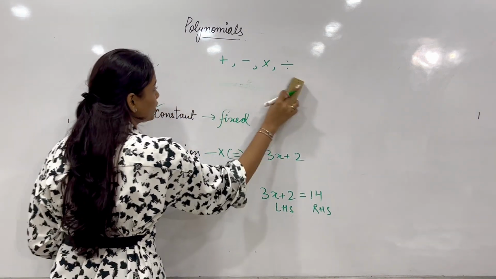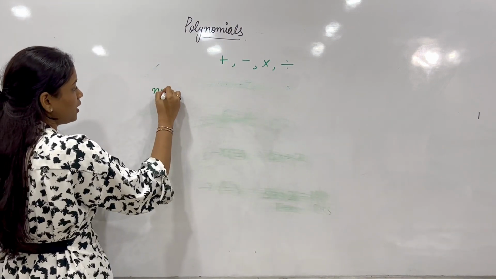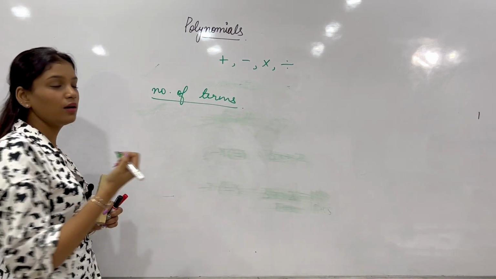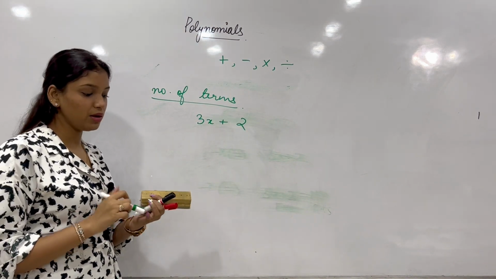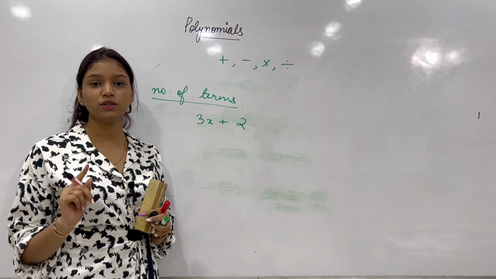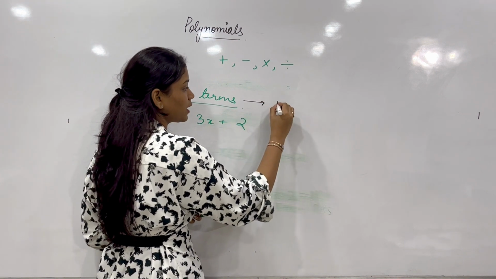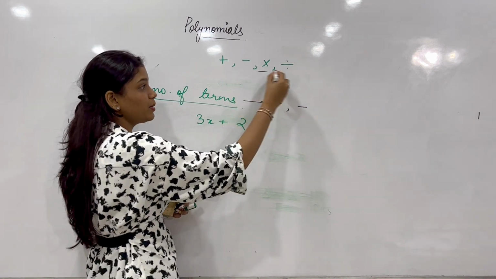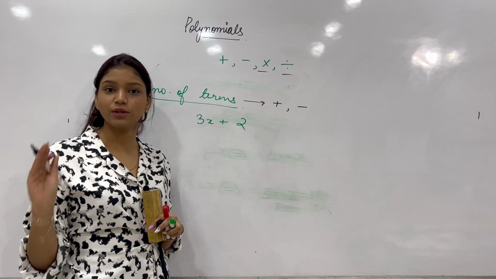Or the combination of all this can form a polynomial. Now the next topic is number of terms. For example, I have an expression 3x plus 2. Now you ask me, how many terms do we have in this polynomial? To know that, you need to first know how we can differentiate terms. Number of terms can only be differentiated by a plus or a minus sign. A multiplication or division sign does not have the ability to divide an expression into number of terms.